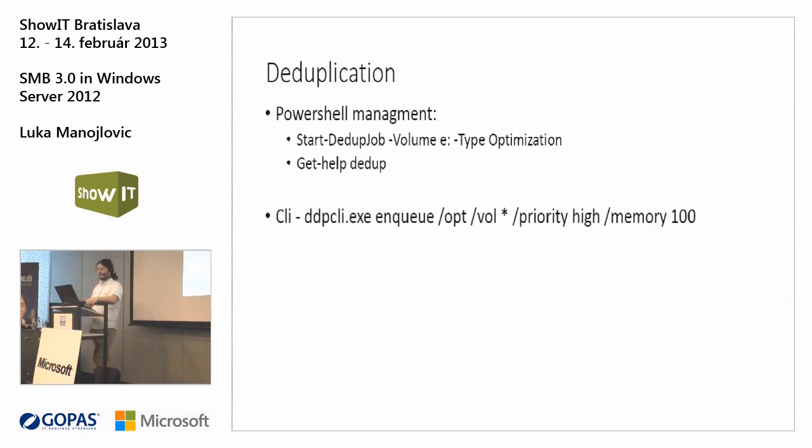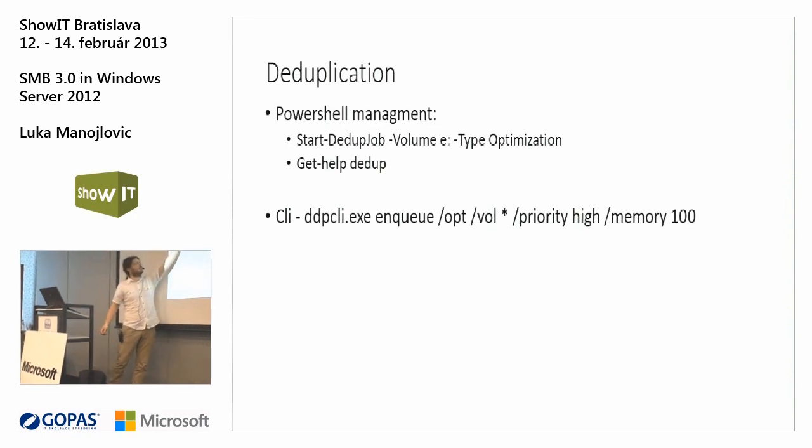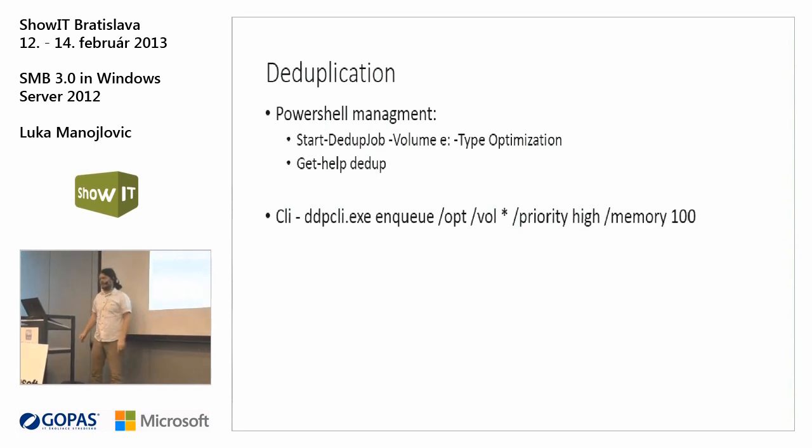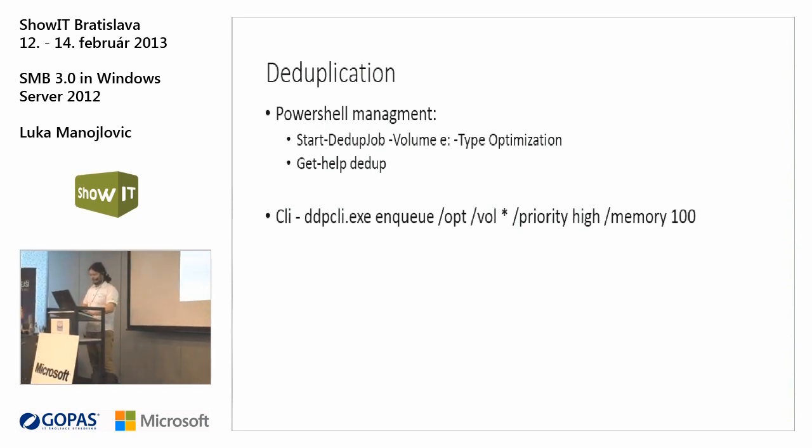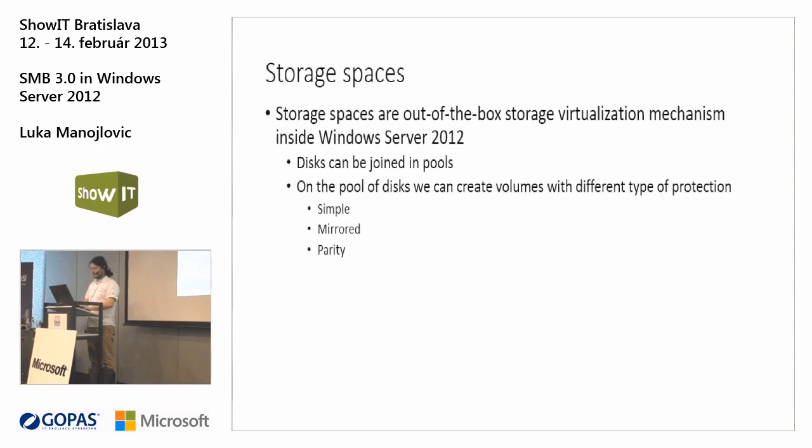Okay, how do you do that? Start-DedupJob -Volume, you tell it on which volume, and type Optimization. You can also have some additional switches. -Memory 100, -Priority High, and it will use all resources if you want to have deduplication running really fast. Get-Help Deduplication to get all the commands, and you also have a command line tool, but I don't think you will use that because you have PowerShell.